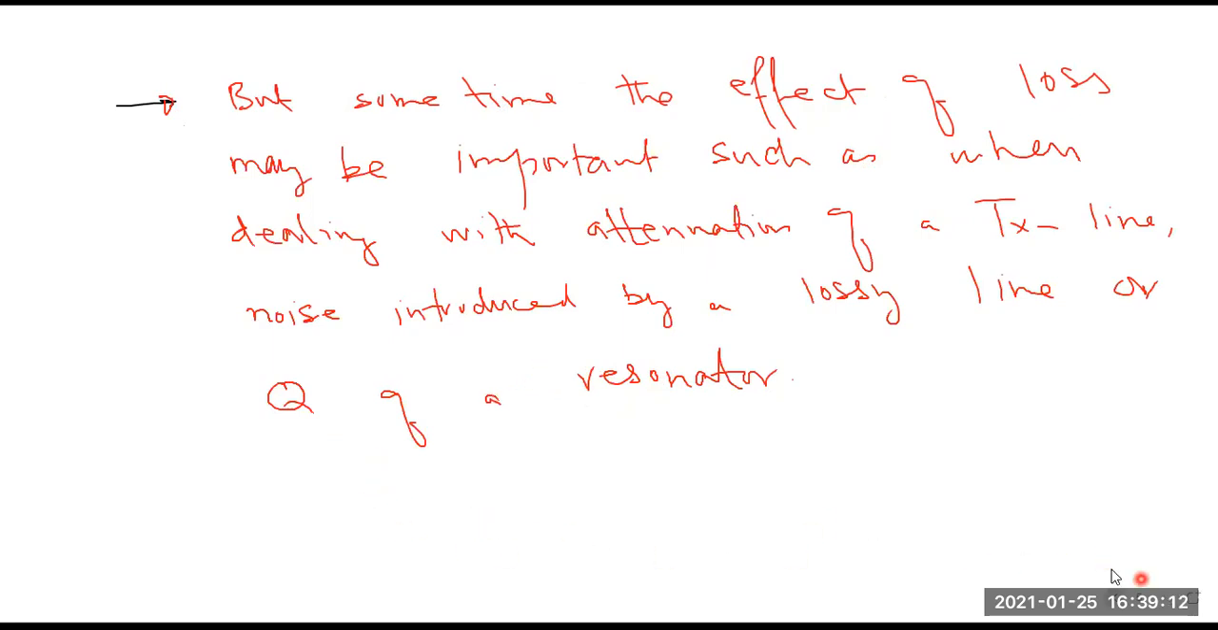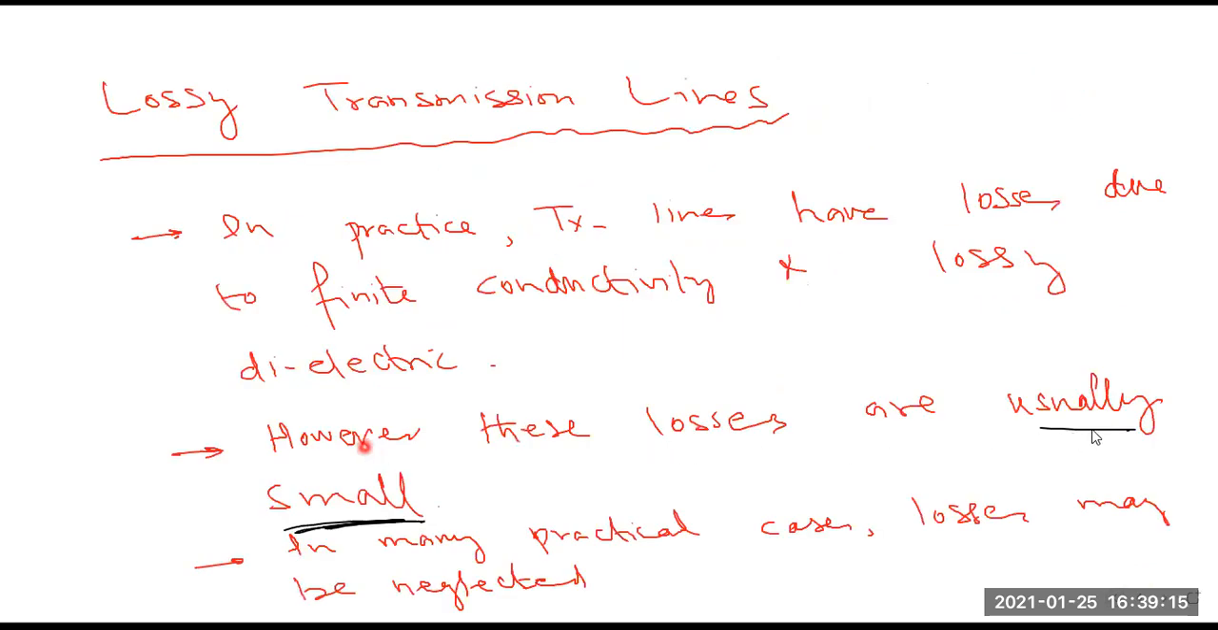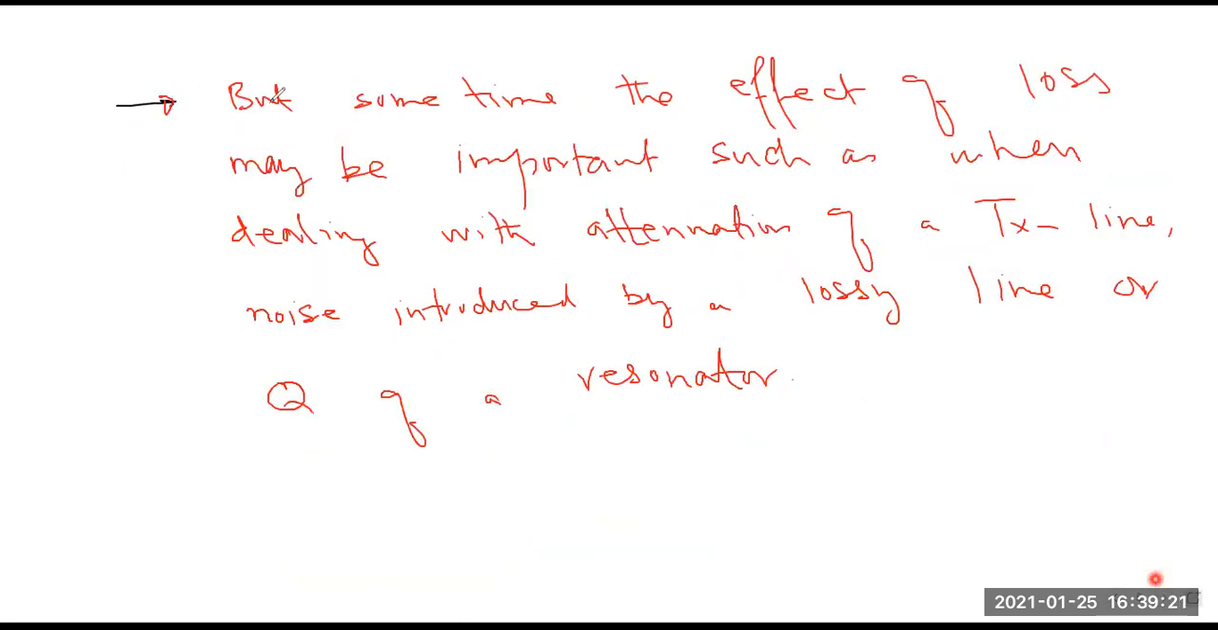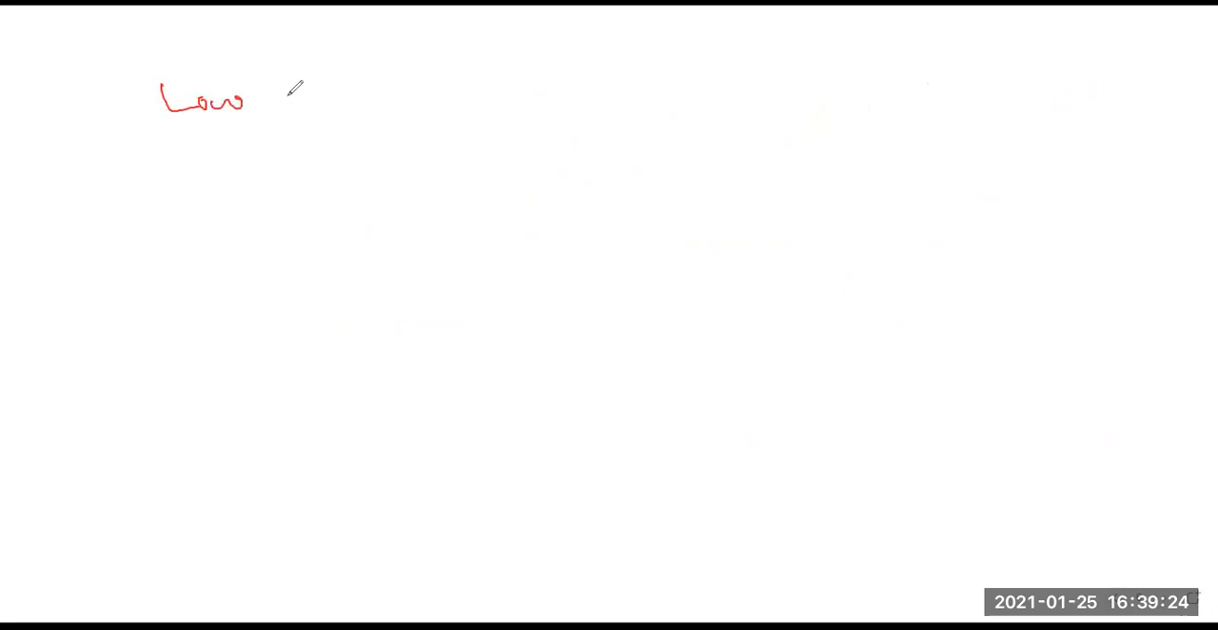So as I have already pointed out, our focus will be on such lines which have small loss. So such types of transmission lines are known as low loss line.